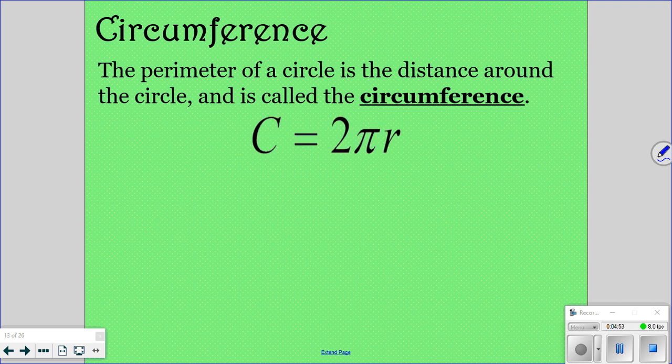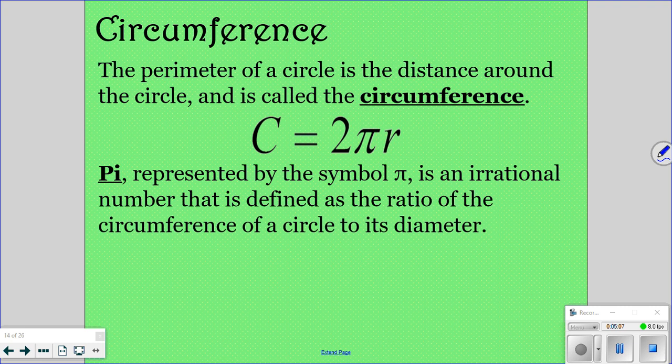The formula for your perimeter, or for your circumference, is 2 pi times your radius. Now some of y'all might not be quite as familiar with this symbol here. Some of y'all may be familiar with it. That's pi. You spell it P-I. It is a Greek letter. It's an irrational number, and it's defined as the ratio of the circumference of a circle to its diameter.